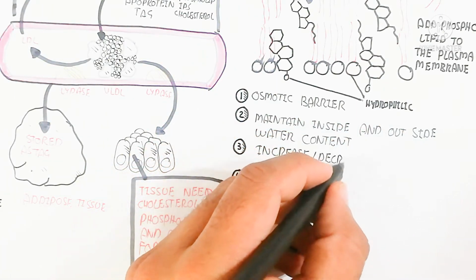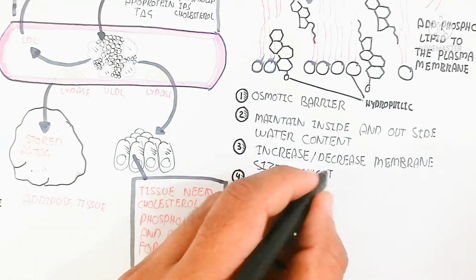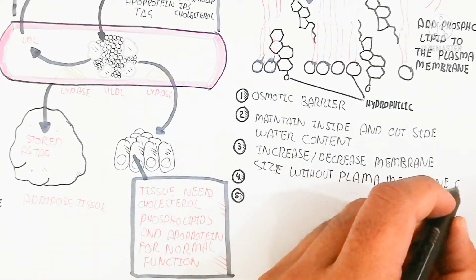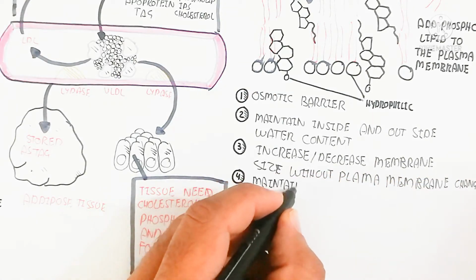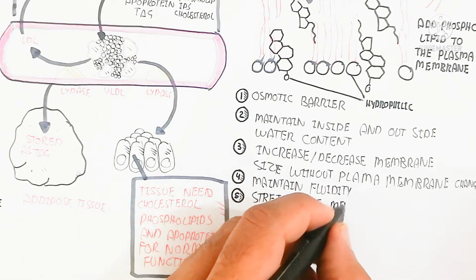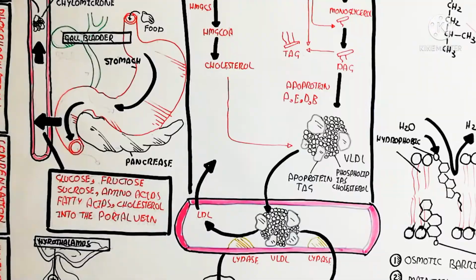So it means maintaining the fluidity and stretch of the membrane is an important factor, which rapidly increases the influx of some sugar or something which increases the volume. So the volume-increasing mechanism is possible rapidly due to the cholesterol.